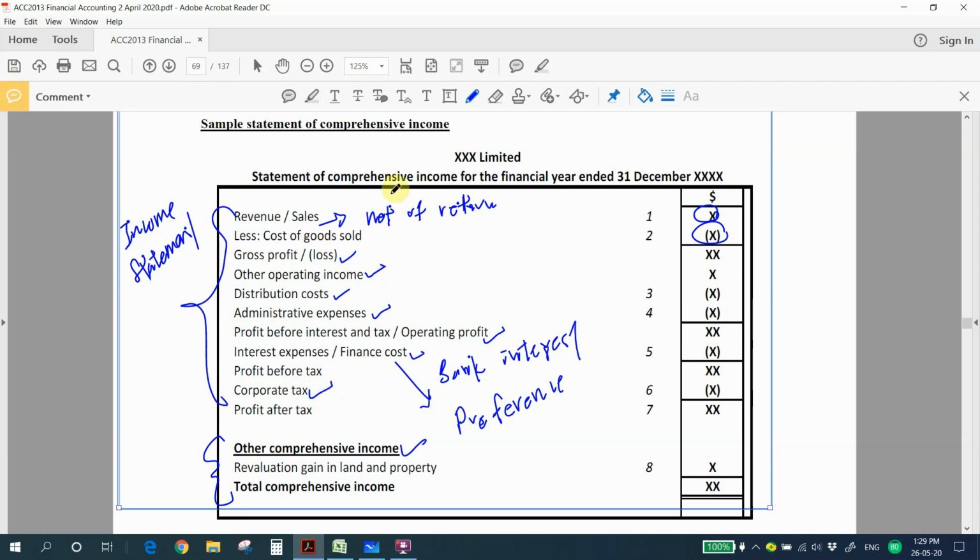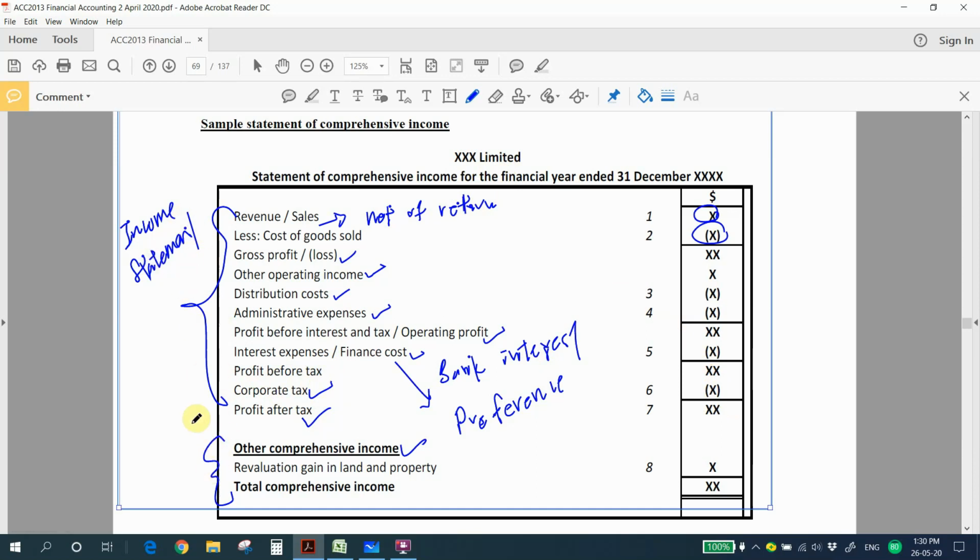But for a limited liability company, because this is a separate legal entity, we will charge corporate tax on a separate legal entity. So we will take a look later on how to recognize the corporate tax. And then after that we will have profit after tax. It means that your profit before tax minus your taxation, you get profit after tax. And we have completed the first section, which is the income statement.